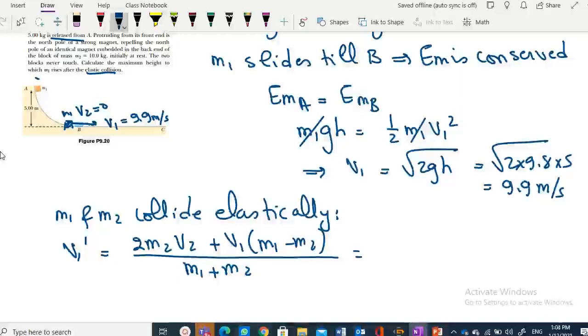I have M2 and M1 here. M2 was, at first, V2 was 0, so I will remove this term, and V1 was 9.9. Let me check M1 in the question, it was I guess 5. Okay, so V1 is 9.9 times (5 minus 10) over (5 plus 10). Okay, we will get our answer, which is minus 3.3 meters per second.